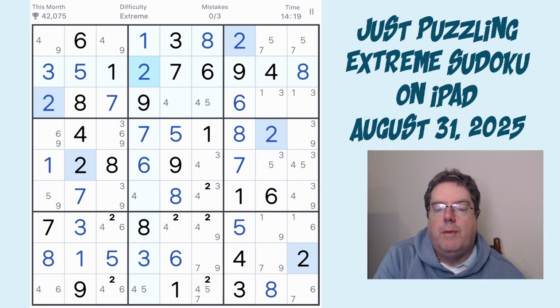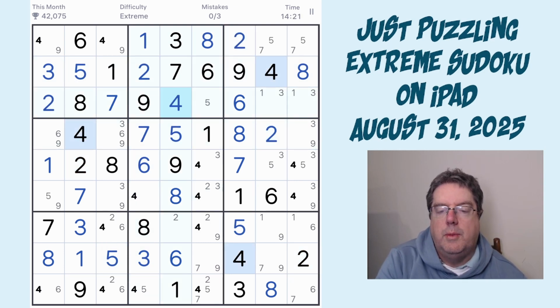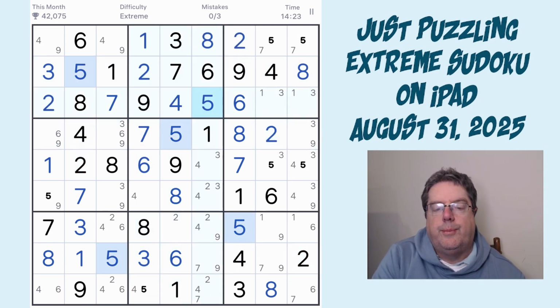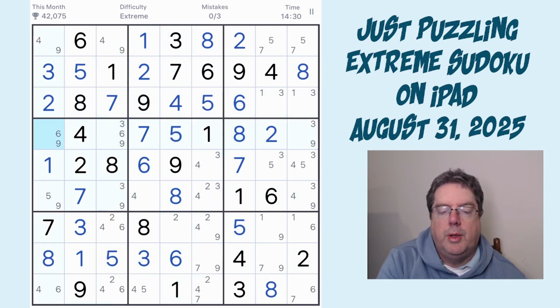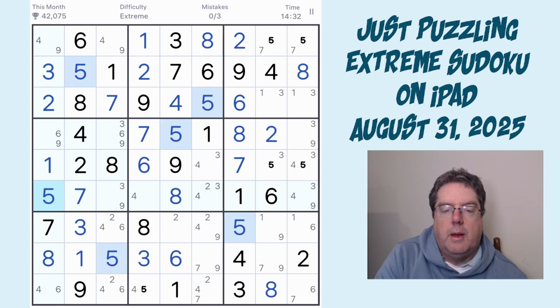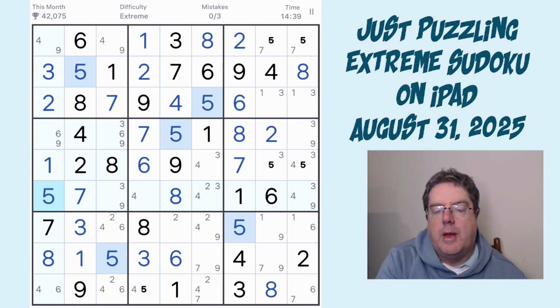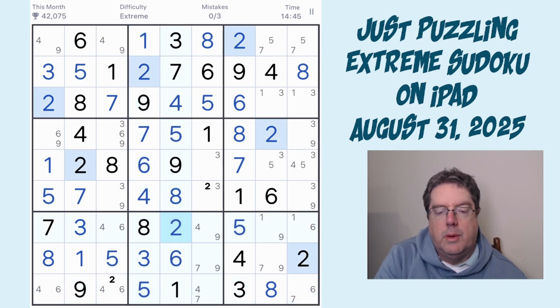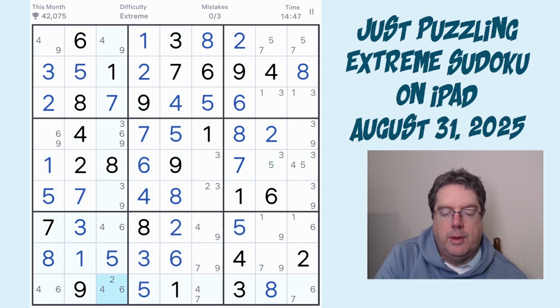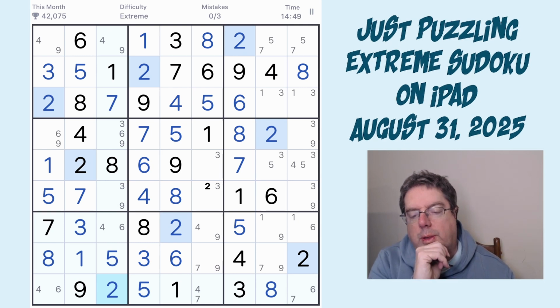Because of the 5 here, this is going to be a 4, leaving this to be a 5. Okay, so that's that. So 5 comes up here, 5 comes across here, so that's a 5 there. Five can't be here, so that's a 4, leaving this a 5 to finish the column. Finish this column with a 2.